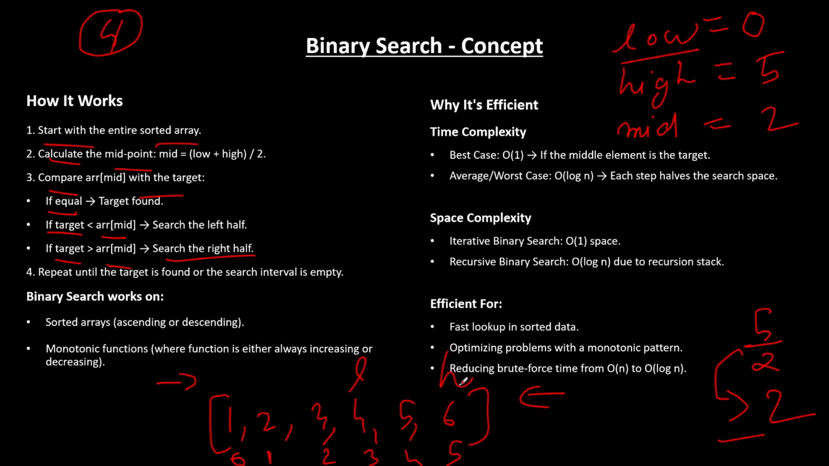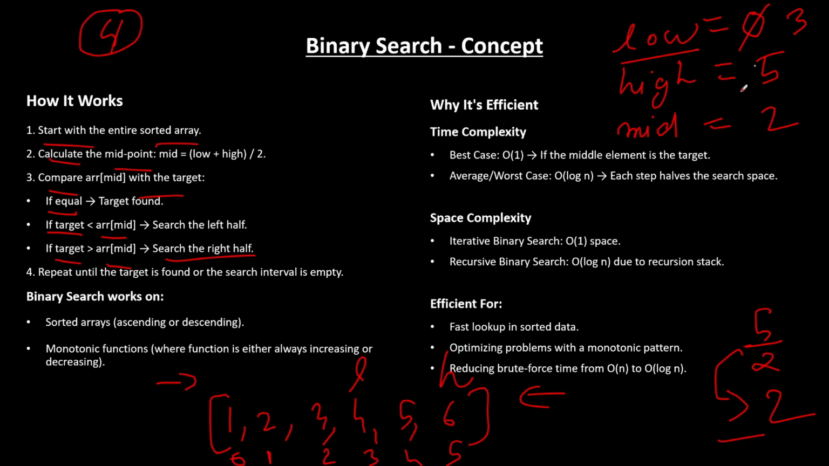Since I was standing here itself, this is not the range you need, right? 3 is not required in your search space, because the value which we are finding is greater than this particular value, right? So we'll make the range here. Now low value is 3, high value is 5, and mid value is 2, right?